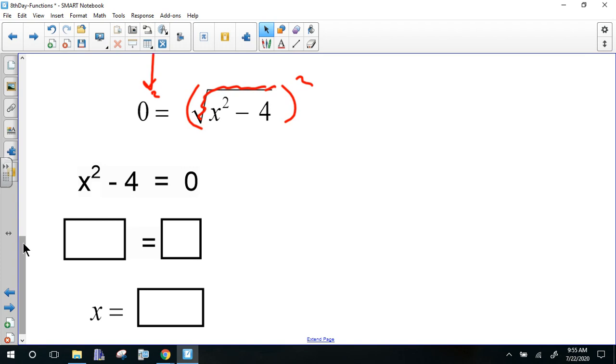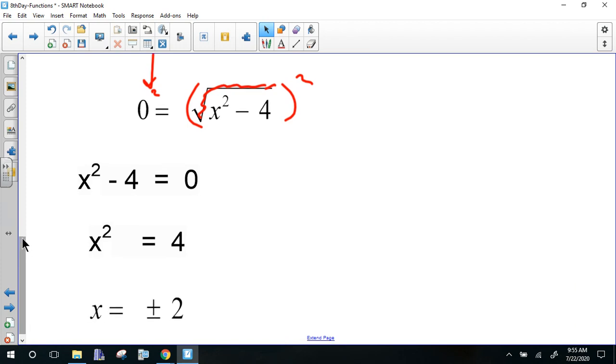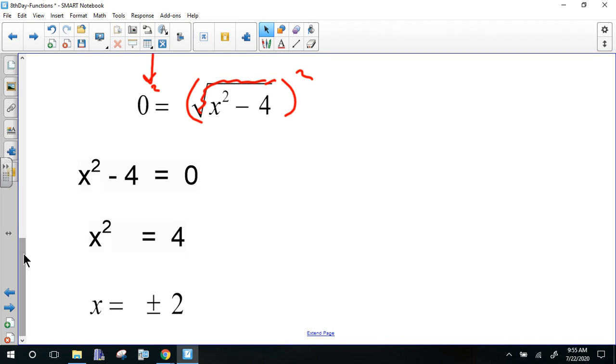I can add 4 to both sides. And to get rid of the square, I can take the square root, and I get two answers. Remember, when you take the square root, when solving an equation, you get a positive and a negative. So this is +2 and -2 for my answer.